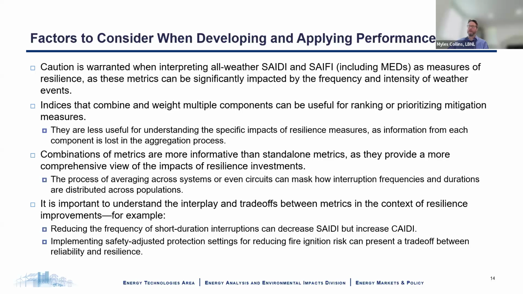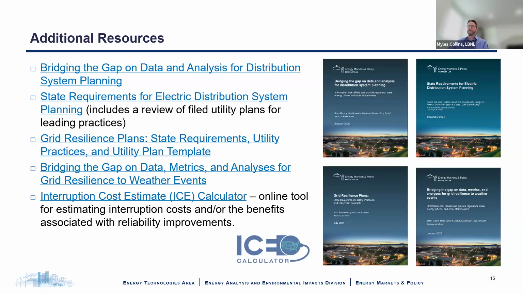And with that, I will just leave you here with these additional resources in the presentation. Several reports and tools on state requirements, data and analyses for distribution system planning, and also on resilience planning. And then finally, at the bottom, a link to the interruption cost estimate calculator, which has just been updated with new survey data with a broader coverage of the United States. So it's the new ICE Calculator 2.0.